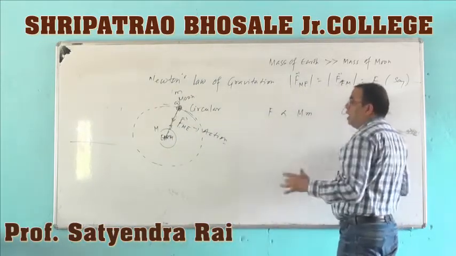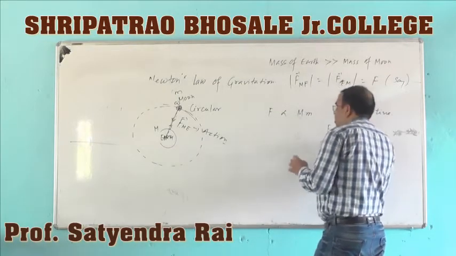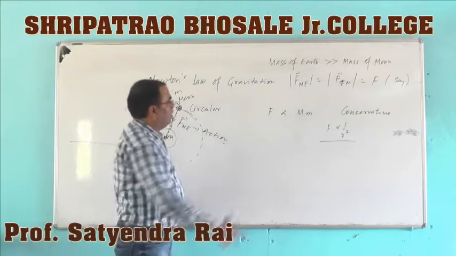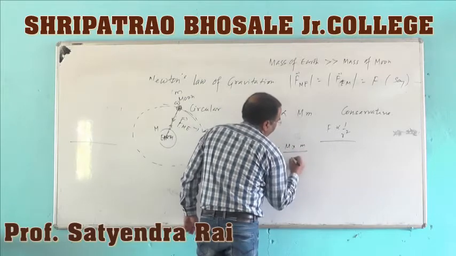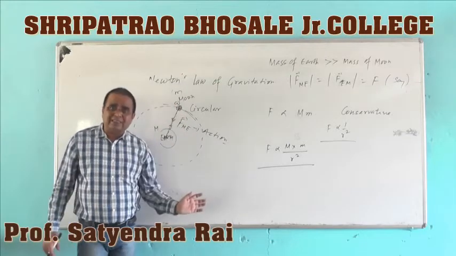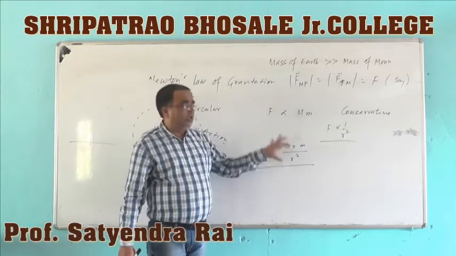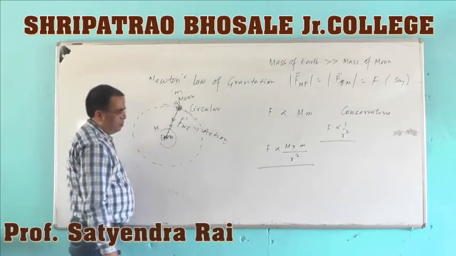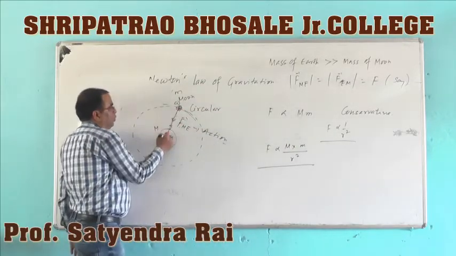No change is there, and that means the force is conservative. Since it is conservative, it must obey the inverse square law. So F is proportional to 1 by r square also. Combining these two, we can write F proportional to M into small m upon r square. By satisfying all the things which we already know, we can frame a very easy expression for the gravitational force F between two masses, capital M and small m, separated by a distance r.